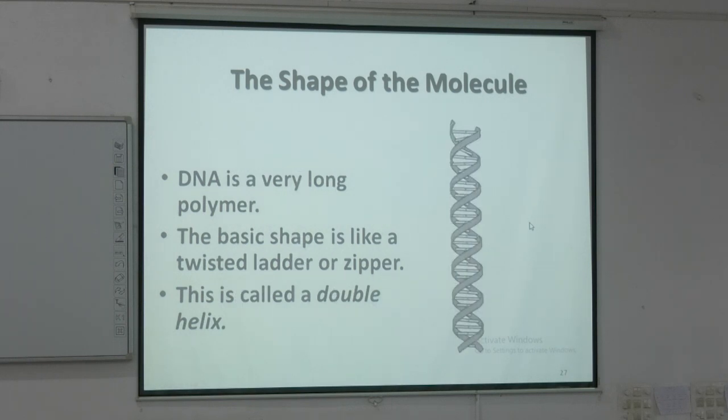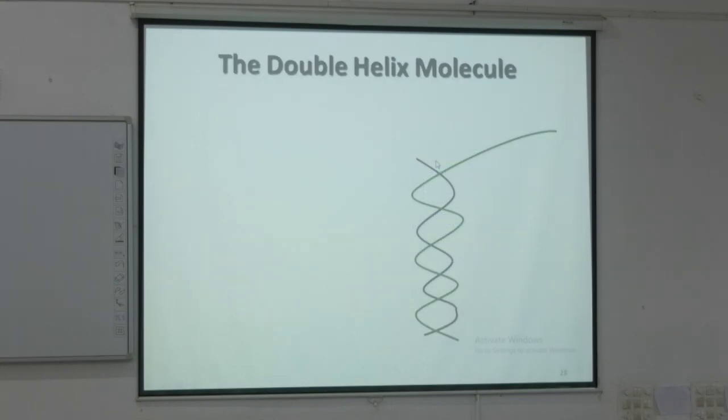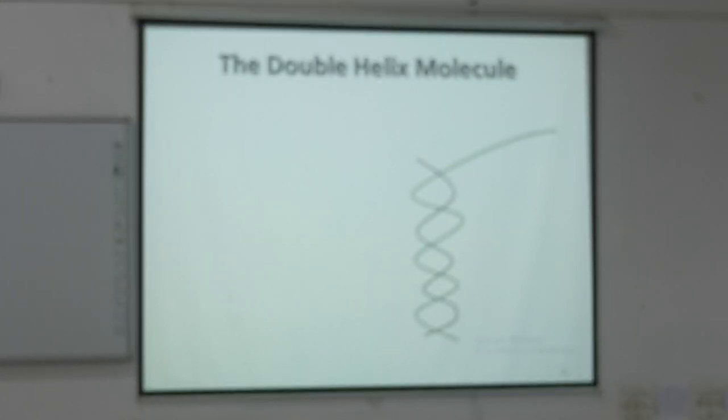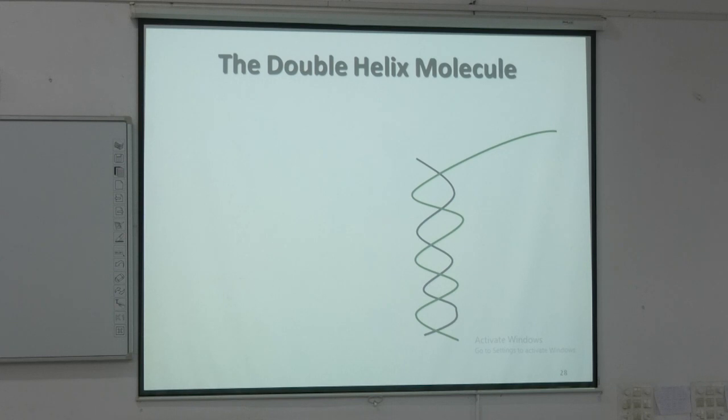So it is a long polymer of nucleotides and it looks like a zipper structure or ladder-like structure, a double helical structure. Already in higher secondary you have finished, just recapitulating.